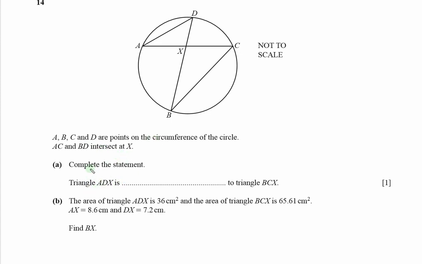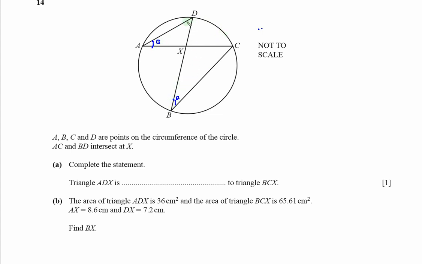Okay, triangle ADX versus triangle BCX. Now if this A here is subtended by CD, the arc is CD. Now similarly, this one is also subtended by the same arc, therefore this is also A.